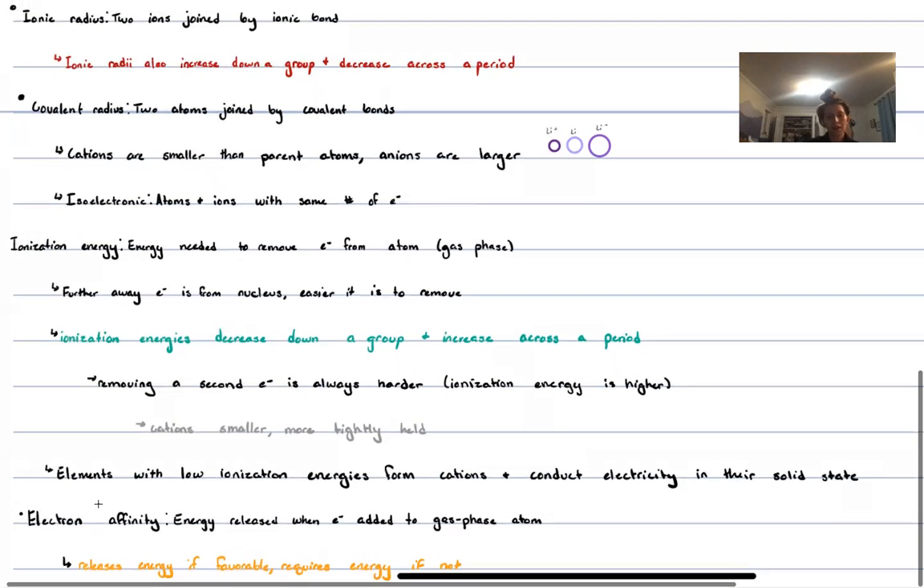And then electron affinity is basically how much energy you release when you add an electron to a gas phase atom.